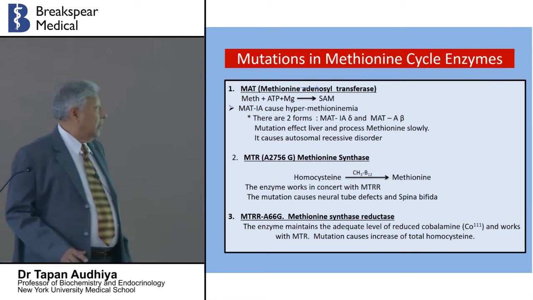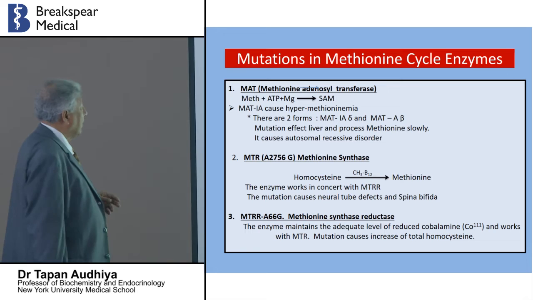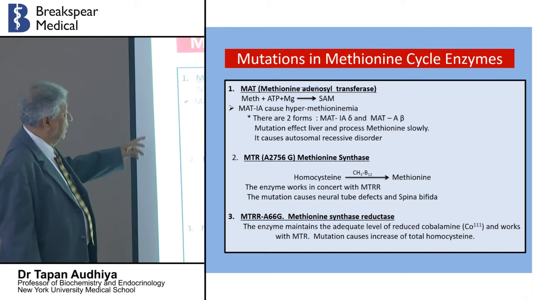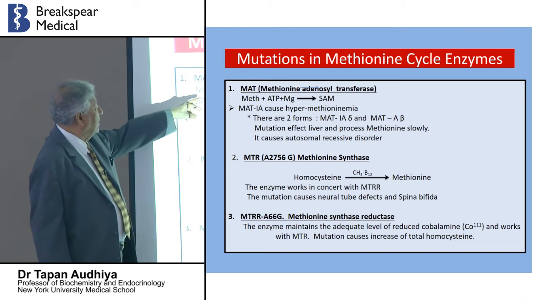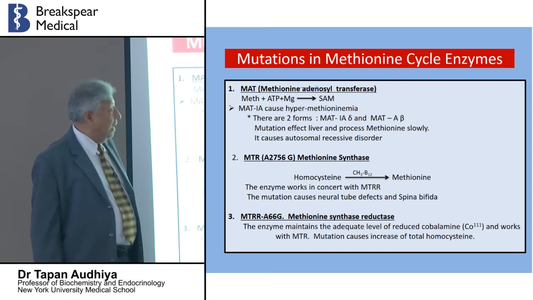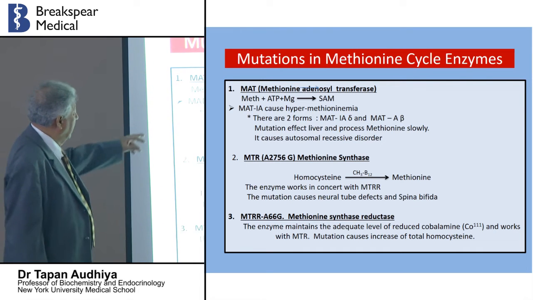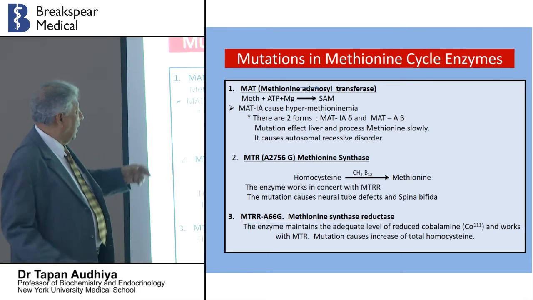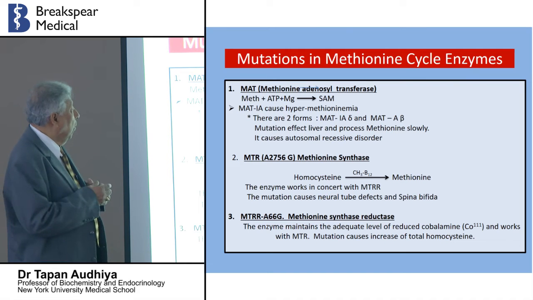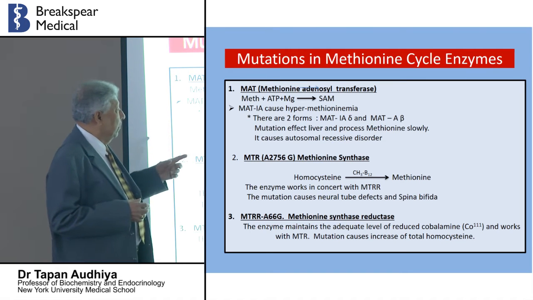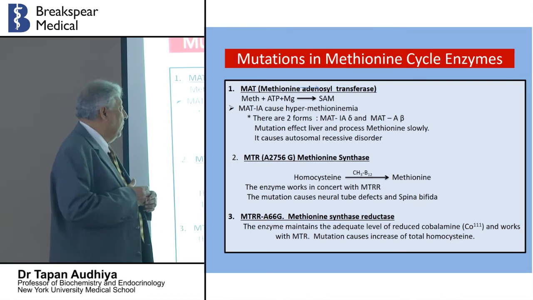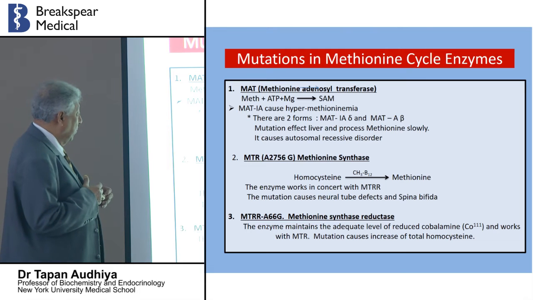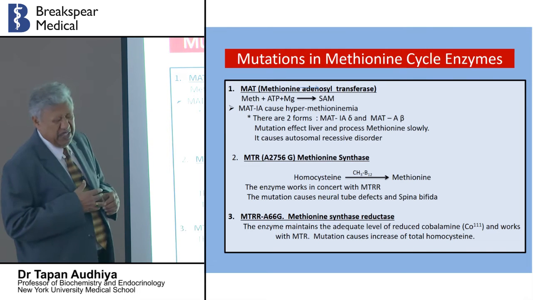Okay, now we come to the crux of the problem, mutation. This first one is MAT, methionine adenosyltransferase, which takes methionine, ATP and magnesium to make SAM. The mutated one is known as MAT, which causes hypermethylation, and there are two forms, a MAT 1A delta one and a MAT 1A beta. The mutation affects the liver and processes methionine slowly. It causes an autosomal recessive disorder.